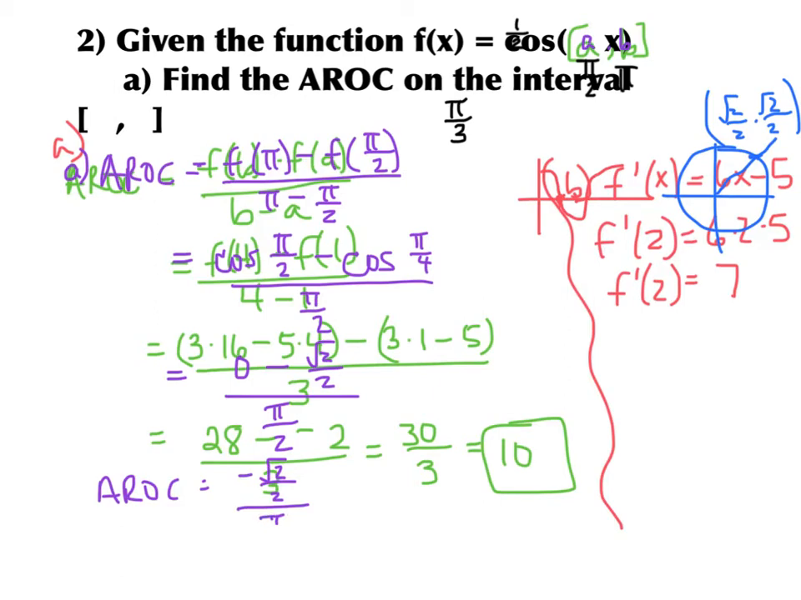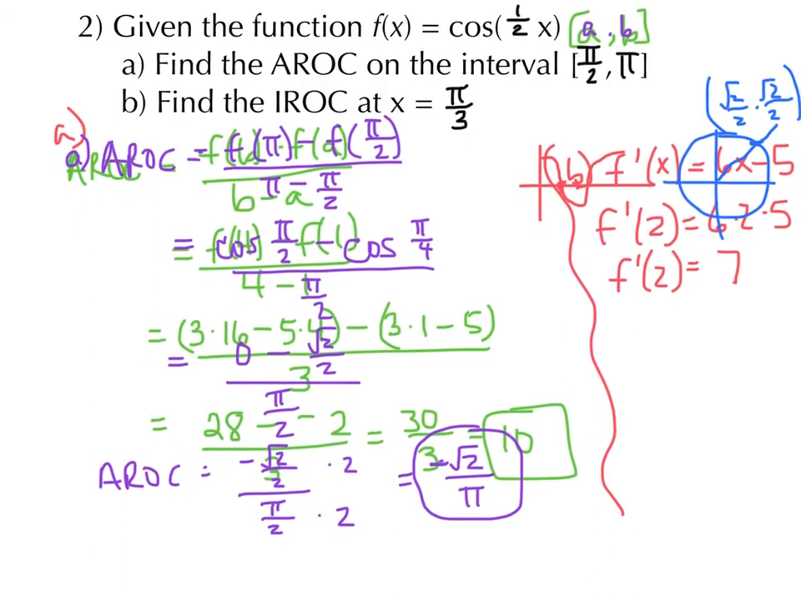over pi over 2. Well, hopefully you're looking at that and saying, oh, I can clean that up. Just multiply the top and bottom by 2. And so we end up with negative radical 2 over pi. So our average rate of change here is negative, okay, and that is the answer.